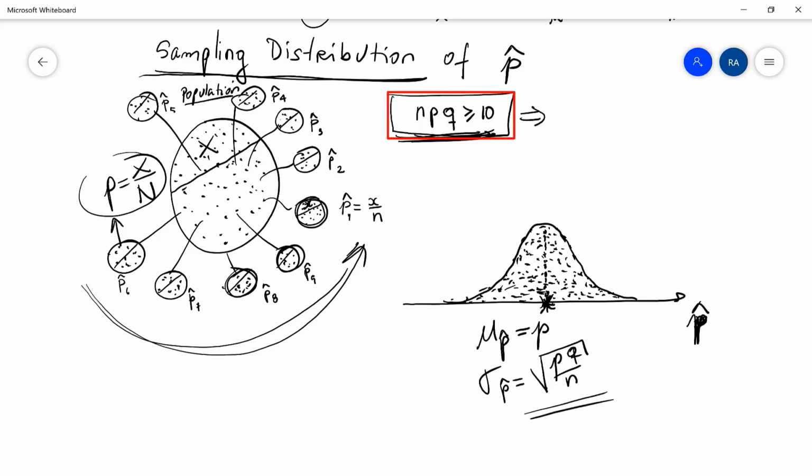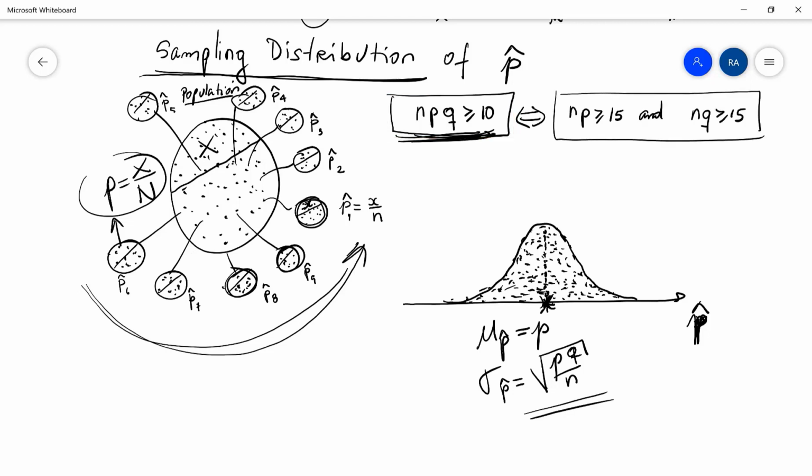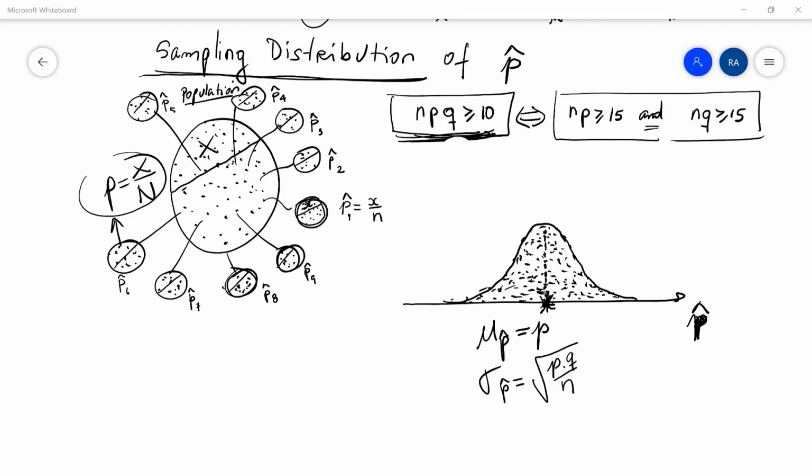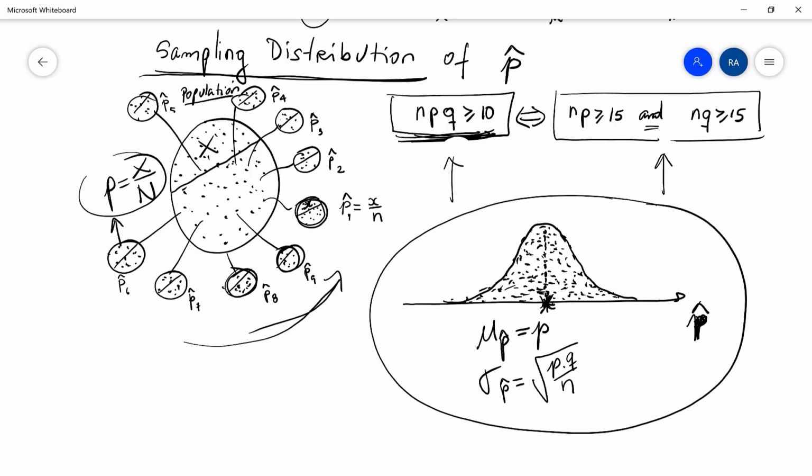This condition could be written in this way: np is bigger than or equal to 15 and nq is bigger than or equal to 15. But I prefer to use one inequality rather than two inequalities to verify if my sample size is big enough. Remember, if my sample size is big enough, the sampling distribution of all sample proportions follows this mathematical model: a normal distribution, the center of the distribution is the true parameter, and the standard deviation is given by this formula. Let's do this simulation in StatCrunch.